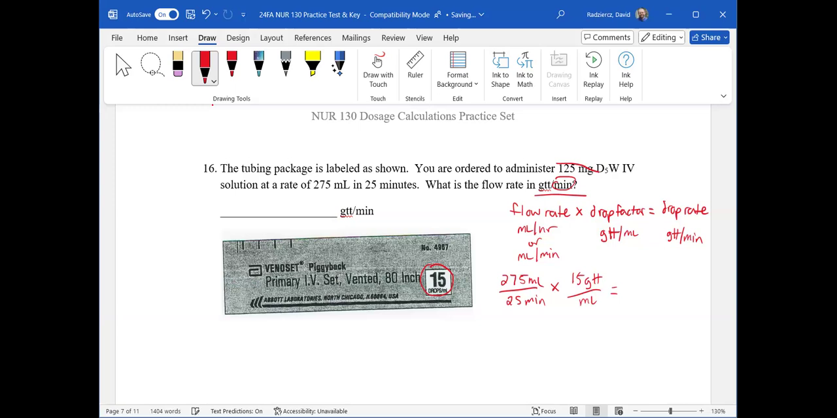So I have 275 times 15 divided by 25. And in this scenario, I'm actually going to get a pretty large number of 165 drops per minute.